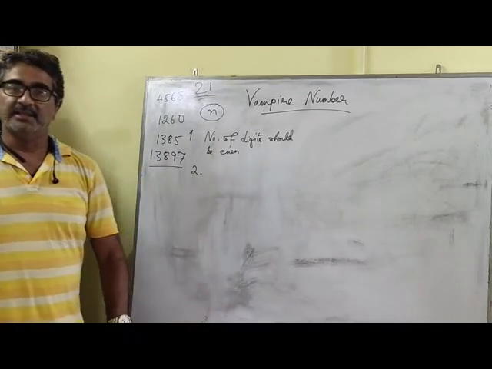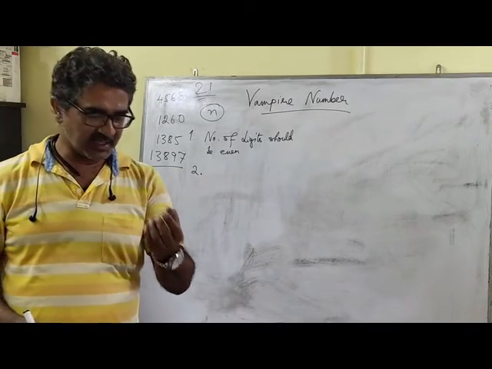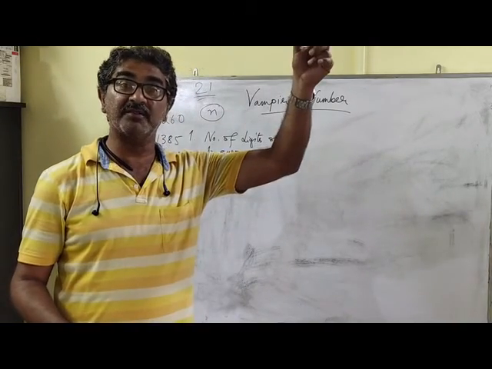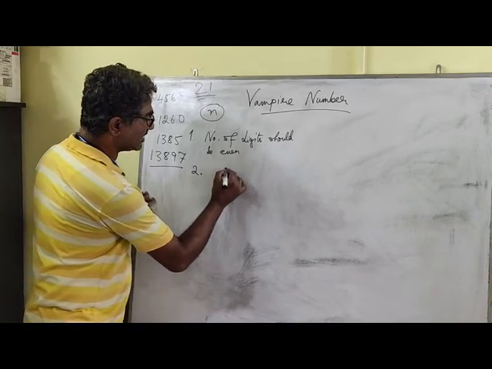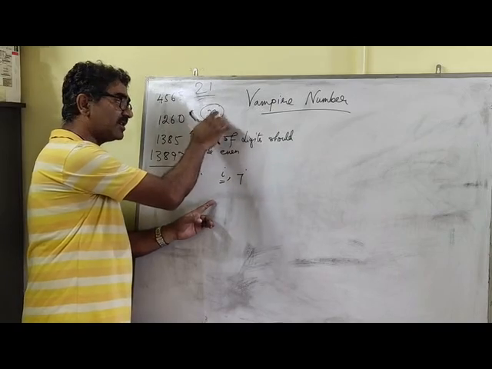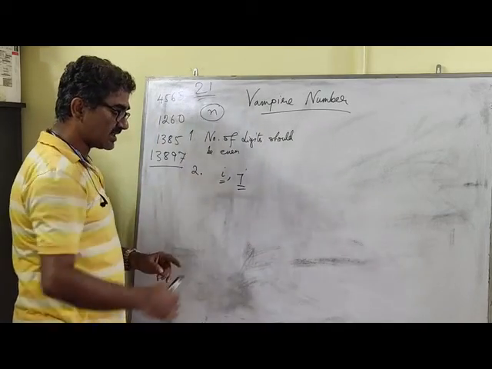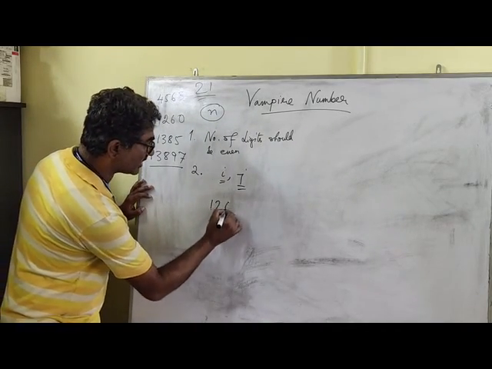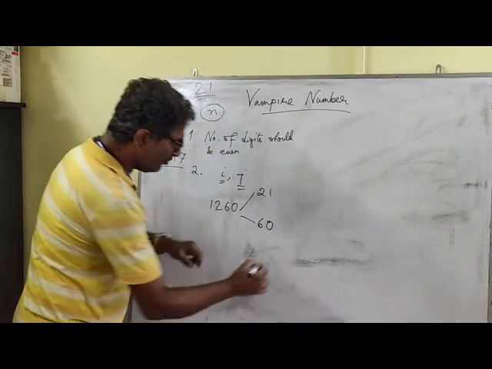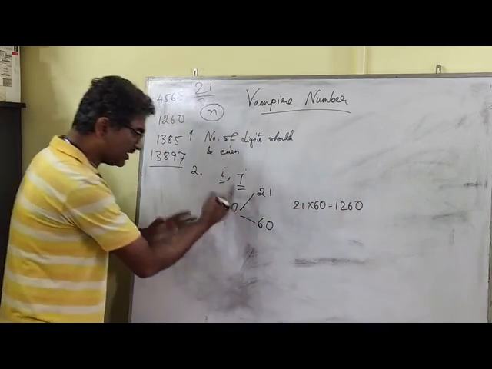Then the second step is what am I supposed to do? I am supposed to find two factors such that the number of digits in each factor will be half compared to the total number of digits in the given number. So if I have two factors, say i and j, each should have half the number of digits which n has. So suppose, for example, the number is 1260. So we will have two factors this way, 21 and 60, which when multiplied, 21 into 60, give 1260. That means the product of these two factors should be equal to the number.